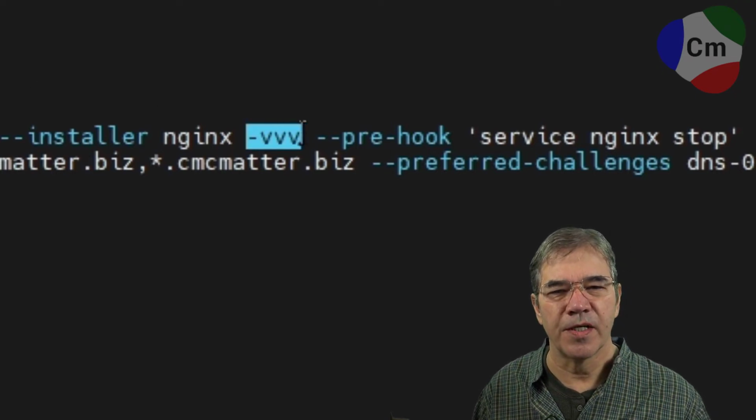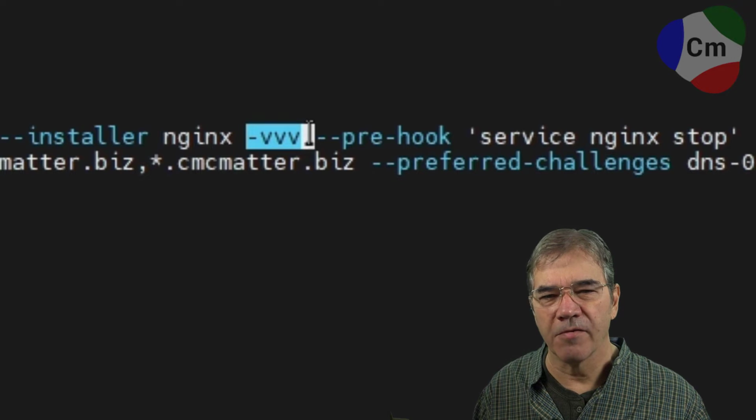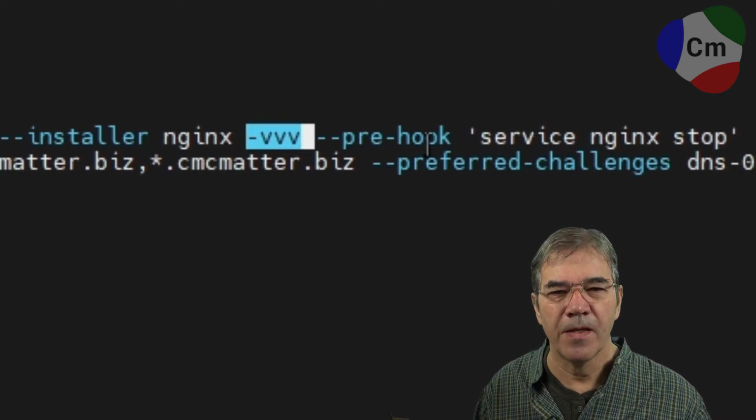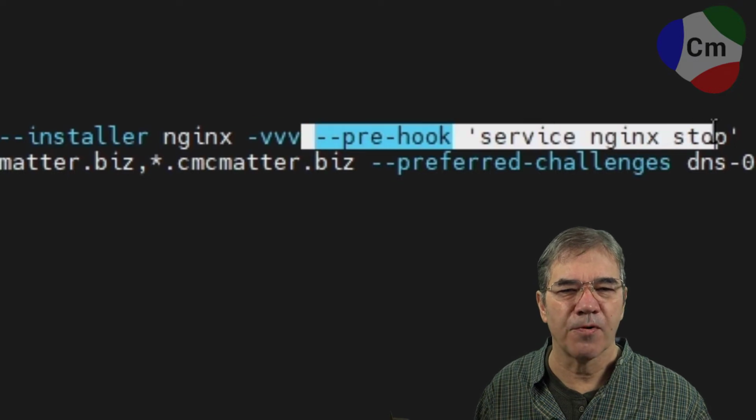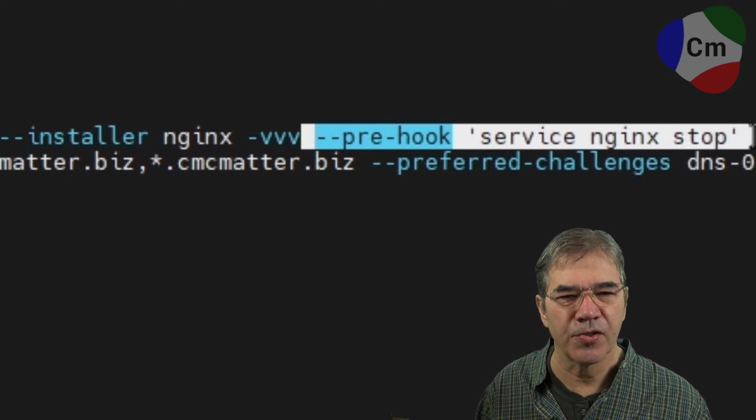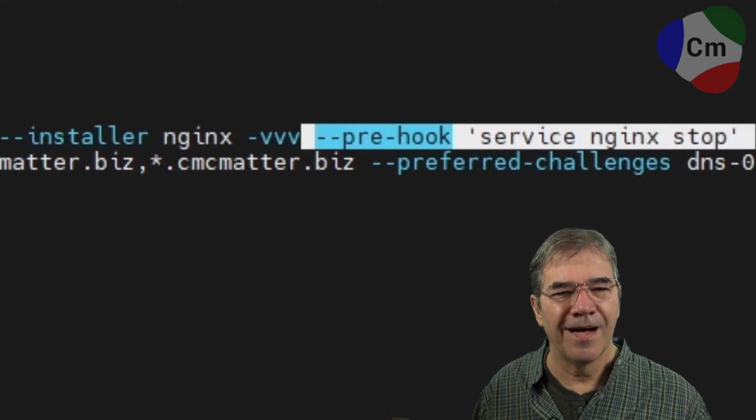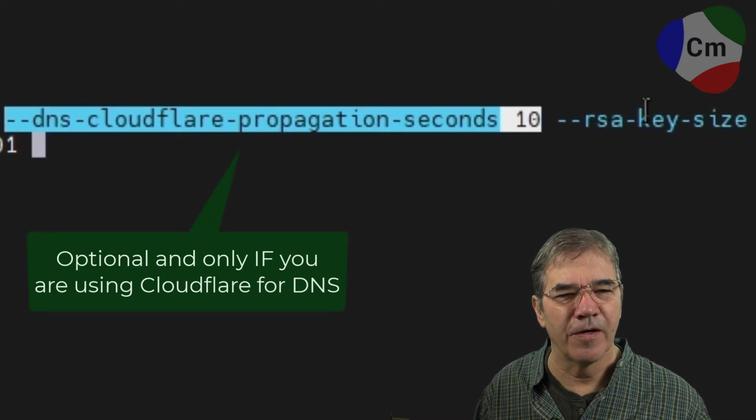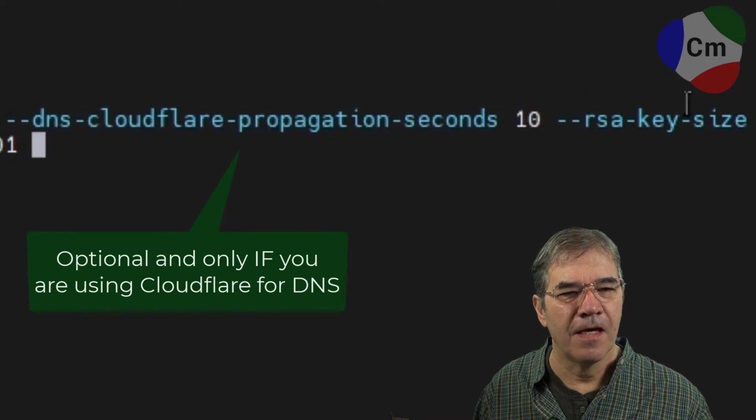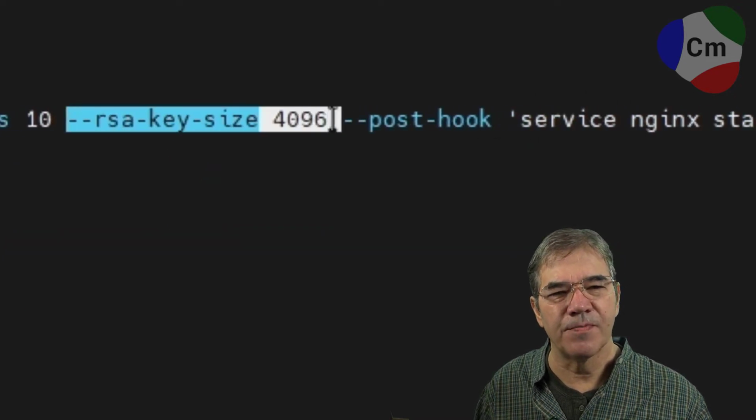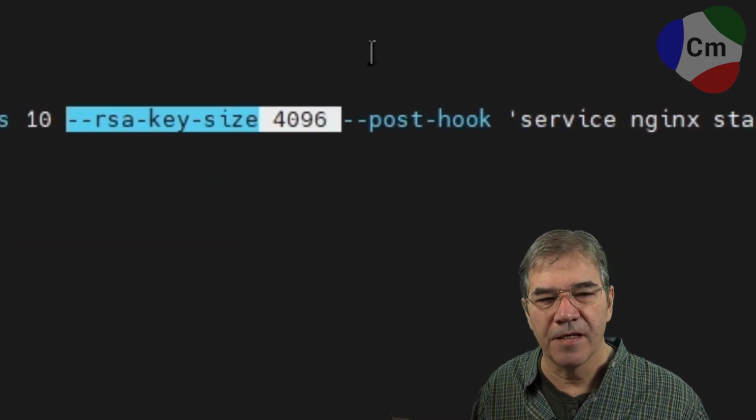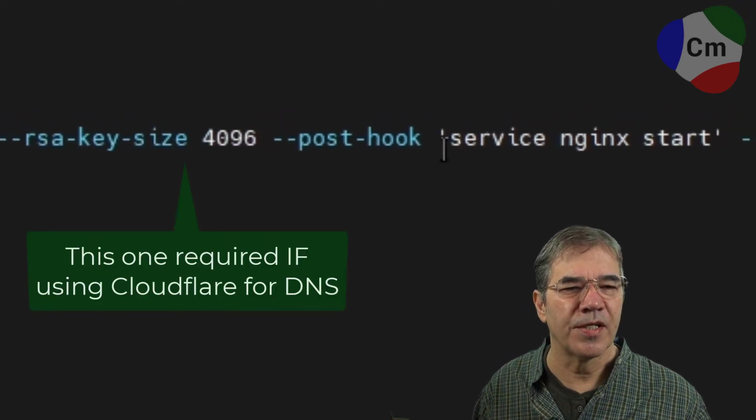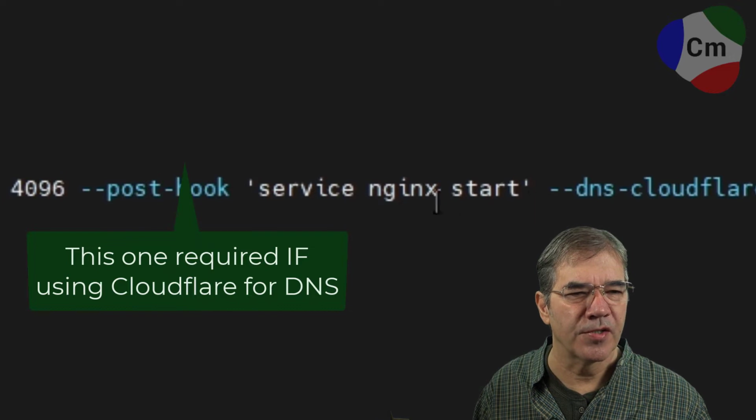VVV just ensures that if there are any debugging errors, they are more verbose so I can see them, be clear on them. Pre-hook, before it starts the process, we're going to stop the Nginx server. I can't remember what that one is, but I had picked it up along the way from a developer actually yesterday. RSA key size, basically the complexity of the key, the length of the key. Post-hook, when it's all said and done, we're going to restart the Nginx server.